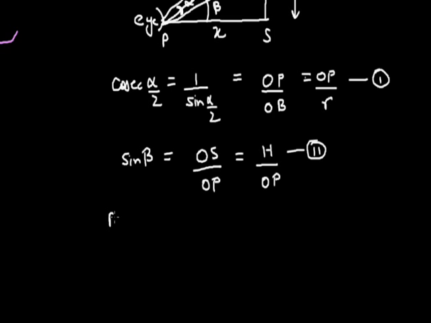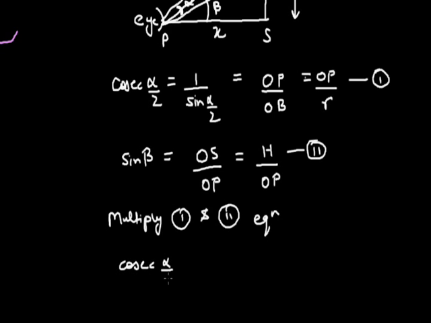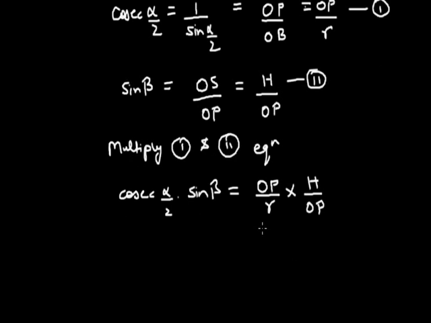What we'll do is we will multiply the first and second equation. So if we multiply the first and second equation, we will get cosec alpha by 2 into sine beta is equal to OP upon R into H upon OP. Now if you observe this equation that we got after multiplying these two equations, you will see that OP and OP will get cancelled. So we'll get here cosec alpha by 2 into sine beta is equal to height, that is H.